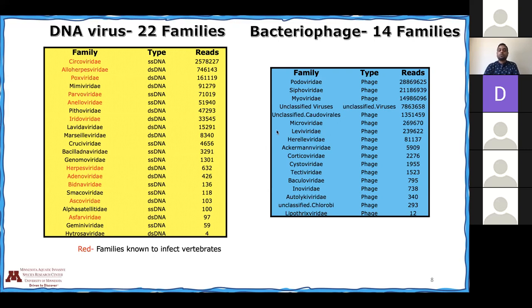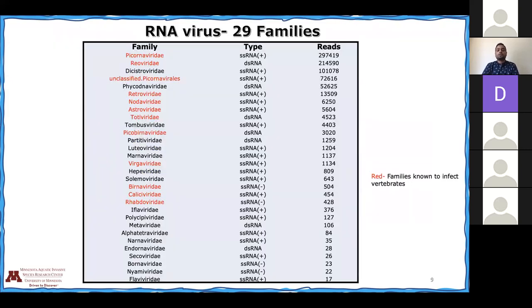Here I want to show you something: unclassified Caudovirales. This is an order. There are a lot of sequences which we were not able to classify into which Caudovirales families they belong to. Similarly, for RNA viruses, we analyzed in detail. In RNA viruses, we discovered a total of 29 families present in our data, and out of those, picornaviruses and reoviruses (Reoviridae) are abundantly present. You can also see there are a lot of sequences which belong to the unclassified Picornavirales order. So they are pretty novel. We really don't know which class those belong to.